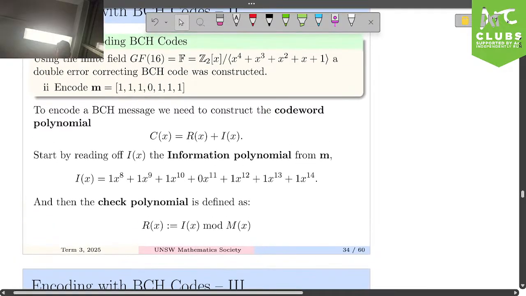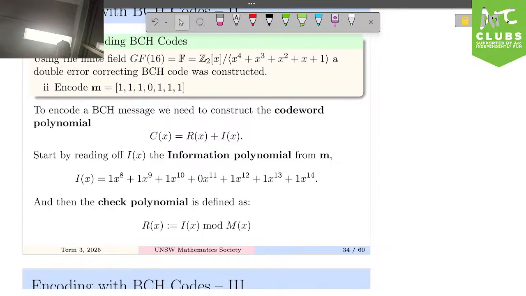Alright, so this is finally about to start coming together. After the polynomial with our information bits and then check bits, how do we form the armor around our code? This is how we do it. Our armor is equal to I of x, our information, mod m of x.